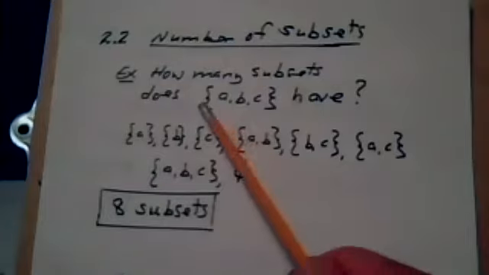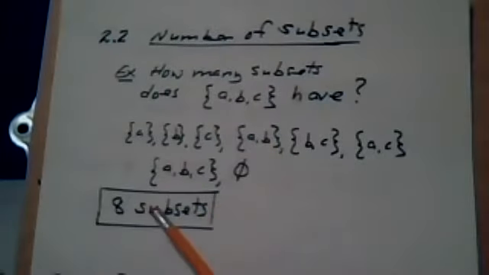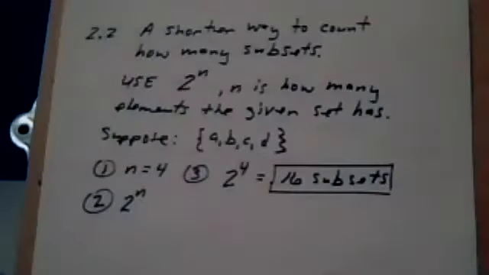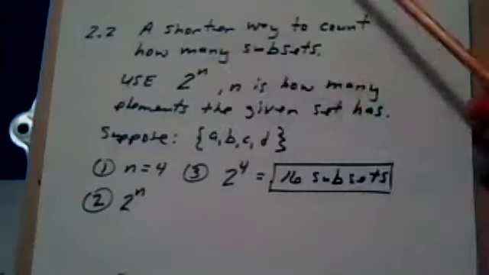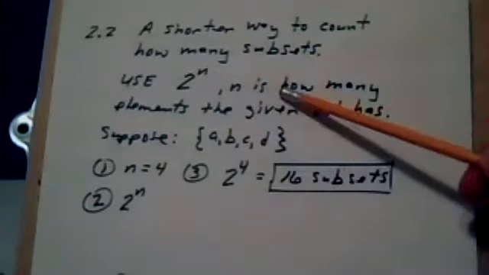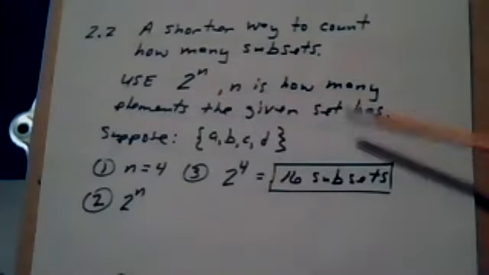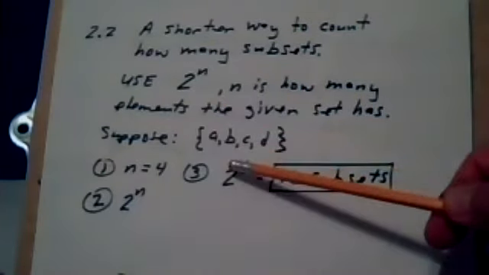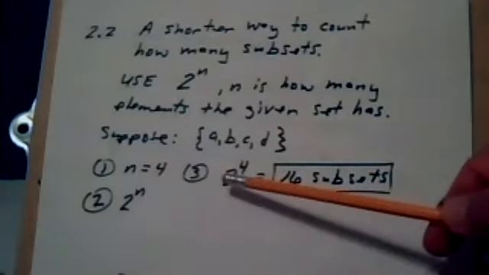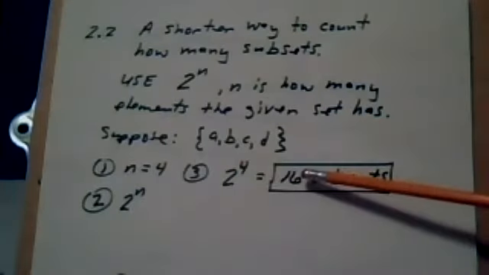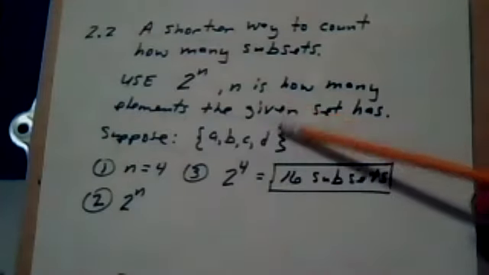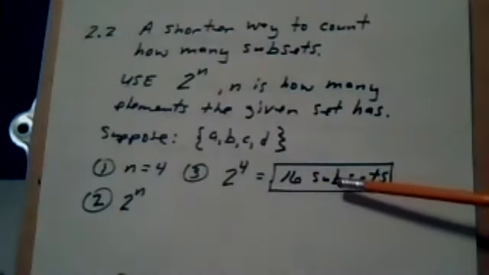But what if this is the alphabet? Imagine trying to count them. So let's see what we could do. You use this formula, a shorter way to count how many subsets: 2 to the n. N is how many elements the given set has, the original set. For example, if the original set has 4 elements, n would equal 4. Then just raise 2 to the 4th, and that tells you, without actually writing them out, you would come up with 16 subsets.